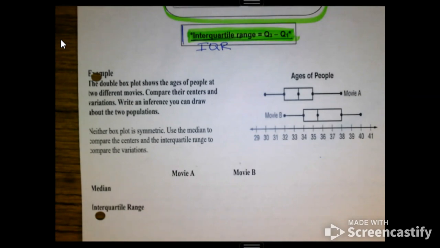The double box plot shows the ages of people at 2 different movies. Compare their centers and variations. Write an inference you can draw about the 2 populations. Something you have to know, because if you don't know how to read a box plot, you're not going to be able to answer any of these questions.